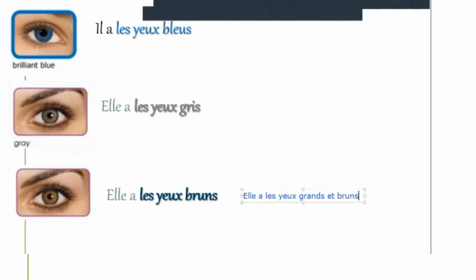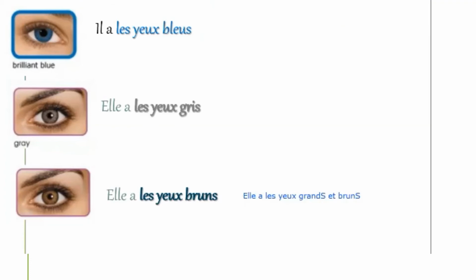Let's say she had small gray eyes. What would we say? We notice that les yeux is plural. So we have les yeux grands with an S and bruns with an S as well. Is everybody seeing that? Is everybody noticing that? Oui, non, peut-être. Yes, no, maybe.